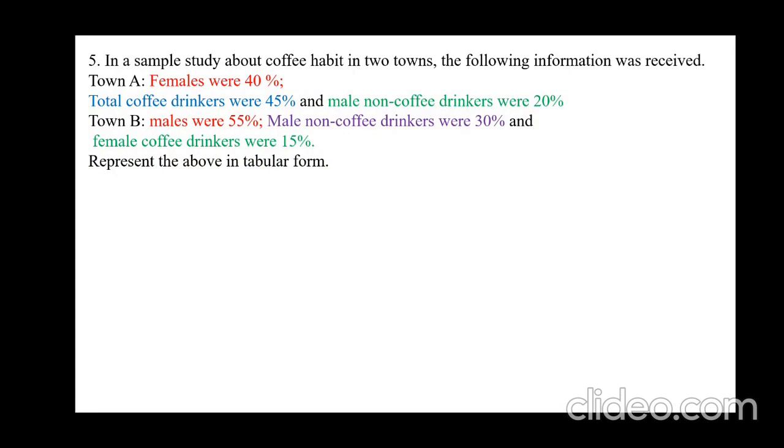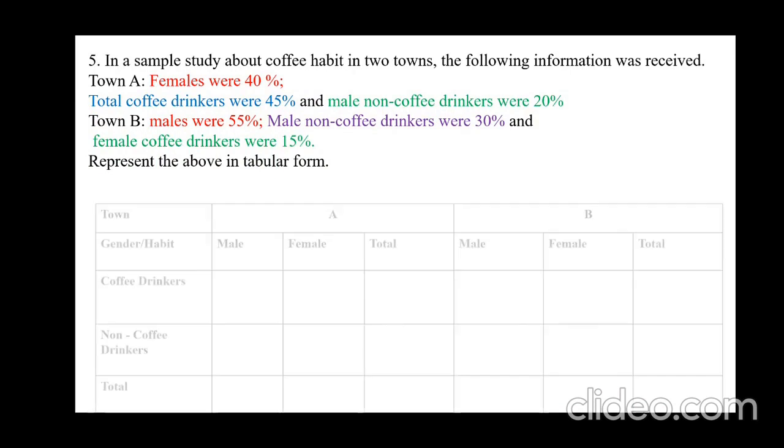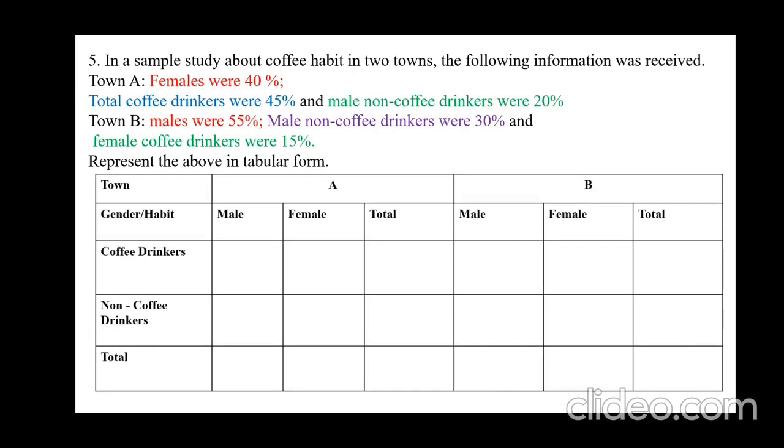I'm continuing here. A few problems have already been explained. Now another problem will be explained. Okay, here, in the sample study about coffee drinkers, male and female, it's given. There are two pieces of information: town A and town B. Under each, male and female. Then coffee drinkers and non-coffee drinkers, the habit of, okay, that is given.